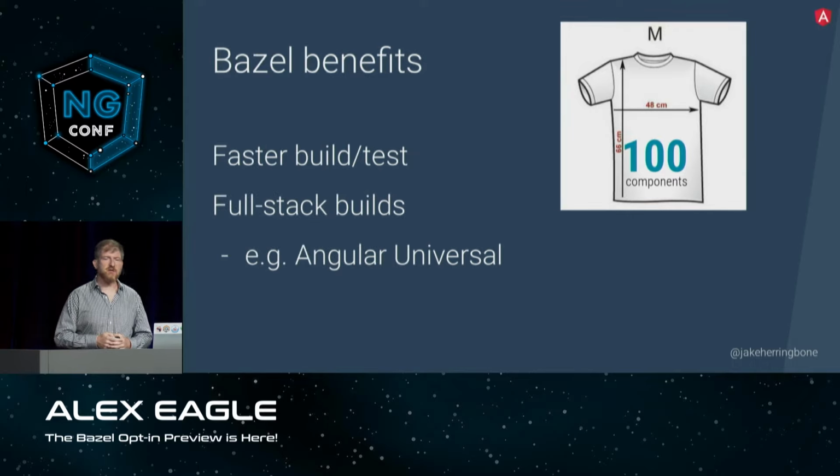However, when we get to medium scale, based on some benchmarks we've been running, we think that we can get a faster build and test. I'll have some graphs in a little bit. And also the full stack builds, something like with Angular Universal. We see that medium-sized apps tend to start to have these requirements. Angular Universal today in development mode is kind of hard to build because it doesn't know how to deploy the server-side parts of your code.